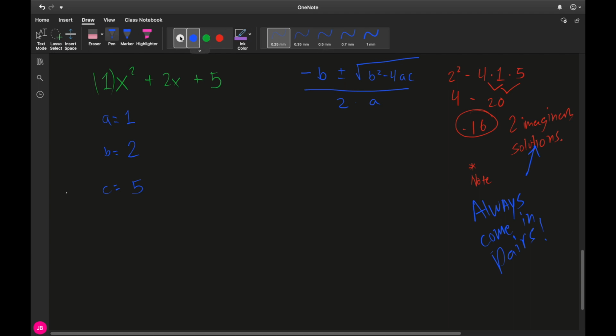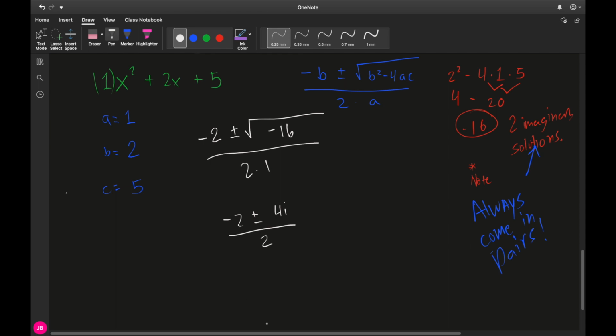So we know that we're looking for 2 imaginary solutions, and what we're going to do is plug everything into the quadratic formula. Okay, so negative b, which is negative 2, plus or minus the square root of negative 16 divided by 2 times a, which is 2 times 1. So once again, negative 2 plus or minus the square root of negative 16. Well, the square root of 16 is 4, and since we have a negative, we're just going to add an i. So this is actually going to be plus or minus 4i, all divided by 2.